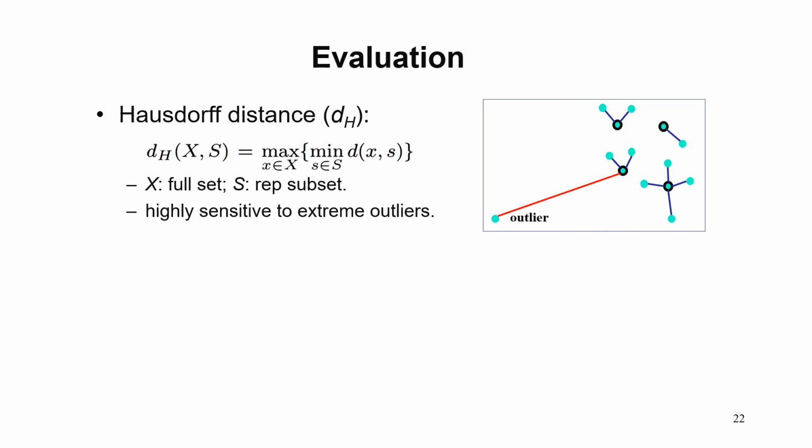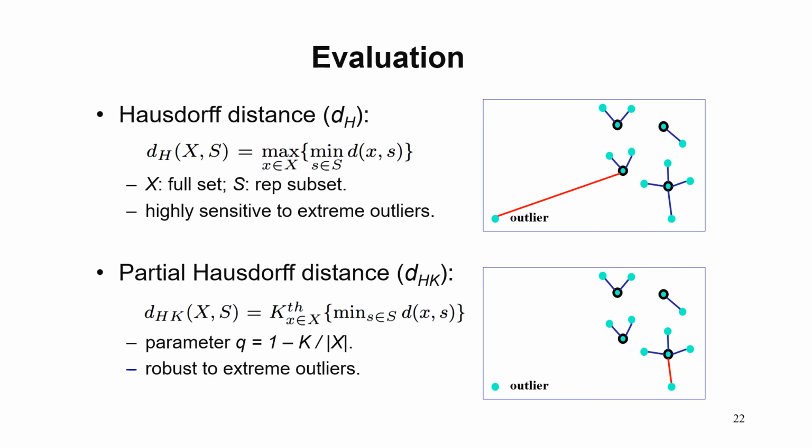are well represented. Thus, in practice, partial Hausdorff distance is used to evaluate the representative set, using the kth largest distance to replace the maximum distance in classical Hausdorff. Partial Hausdorff distance has a parameter q. When q is small enough, partial Hausdorff is very close to classical Hausdorff, but is robust to extreme outliers. In this example, the second largest distance is used, so the extreme outlier does not affect the partial Hausdorff.